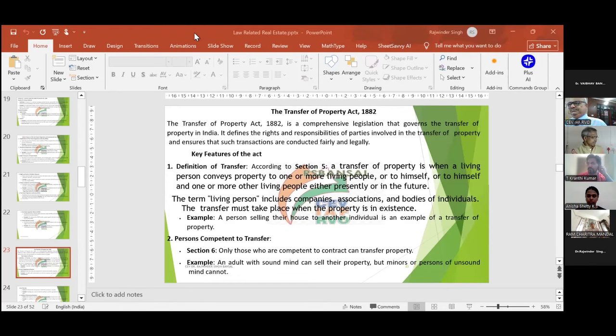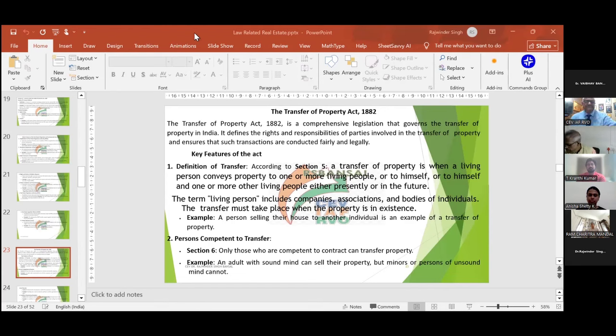It is a comprehensive legislation. It defines the rights and responsibilities of the parties involved in the transaction and the transfer of property, and it ensures that transactions are conducted fairly and legally. So what are the key features of this act? But first of all, you must understand the term: what is transfer? Whenever you are doing valuation, the first thing you have to check is whether the property is transferable or not. Before that, you must understand what the term transfer means.